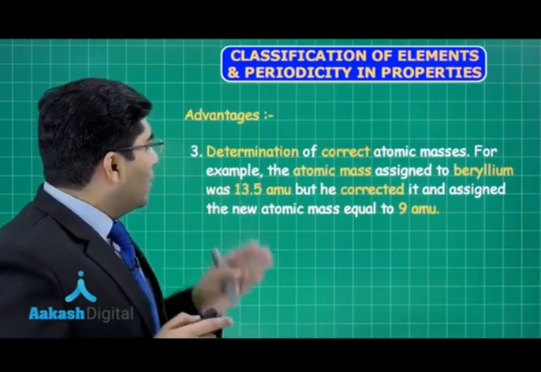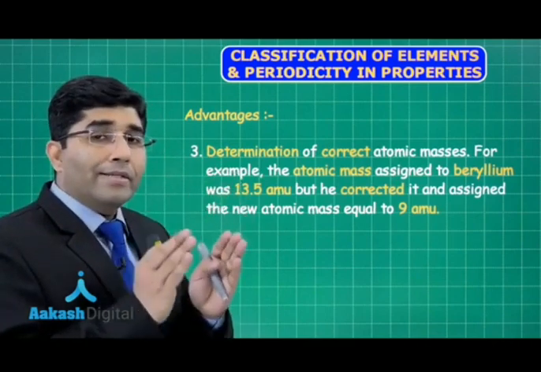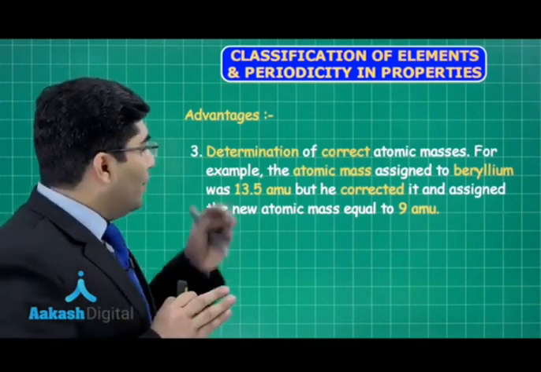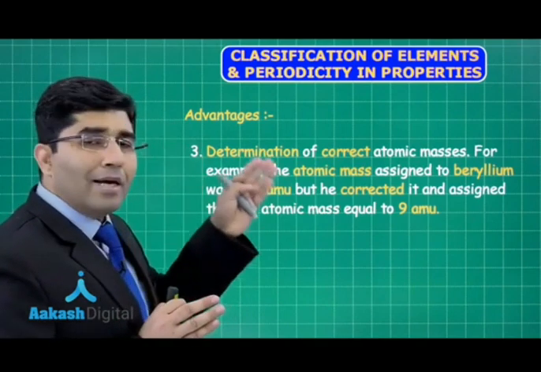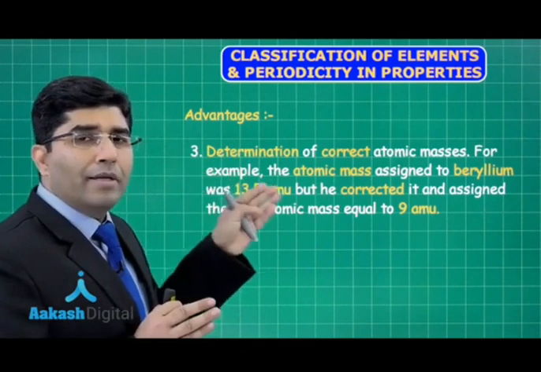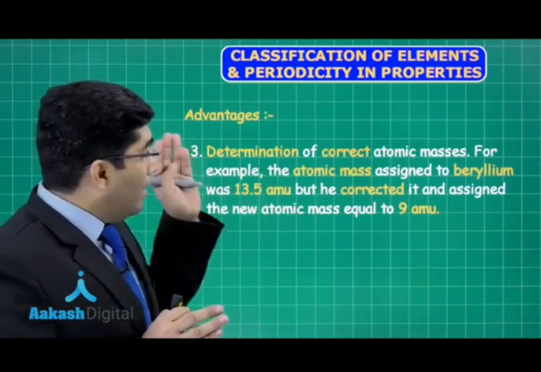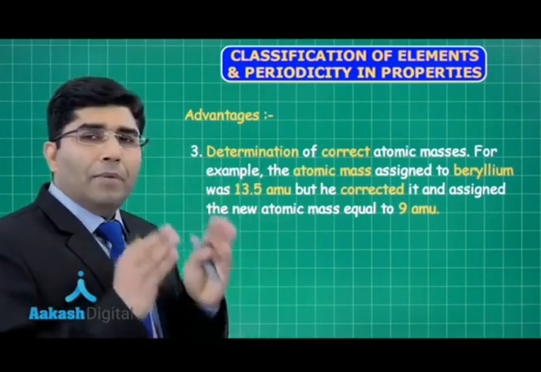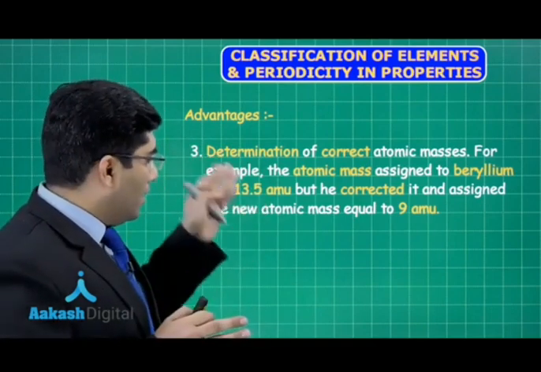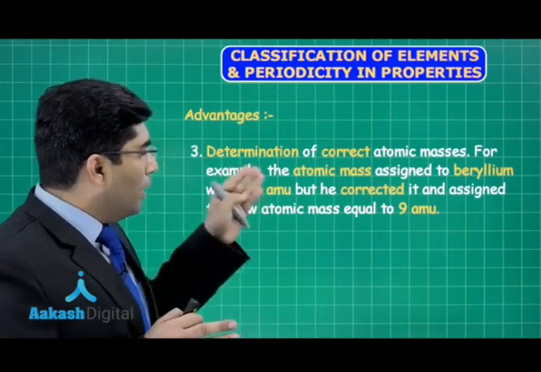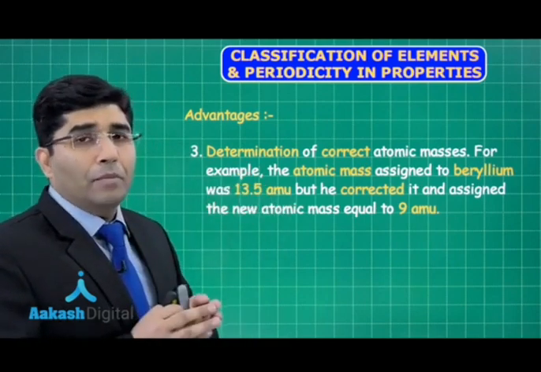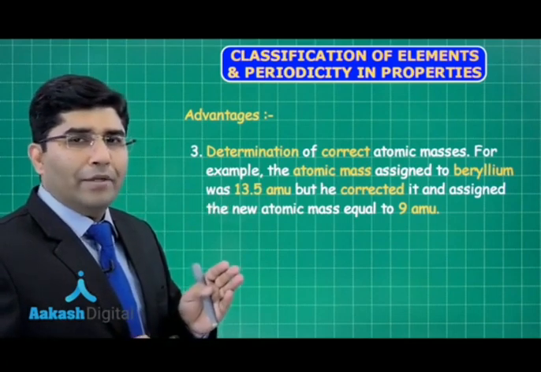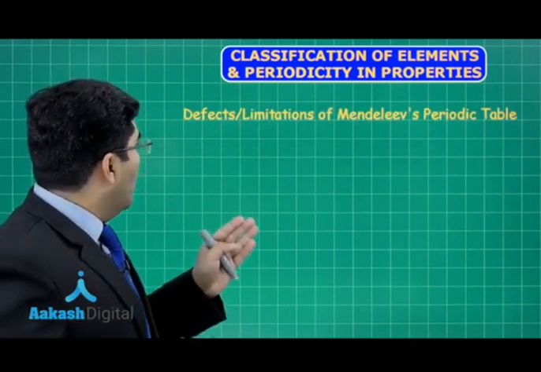Now in the third point, he corrected some atomic masses with the help of the equivalent weight. Previously the atomic mass assigned to beryllium was 13.5, and he corrected it and said that its atomic mass should be equal to 9 amu, and that was with the help of equivalent weight. Now, limitations.